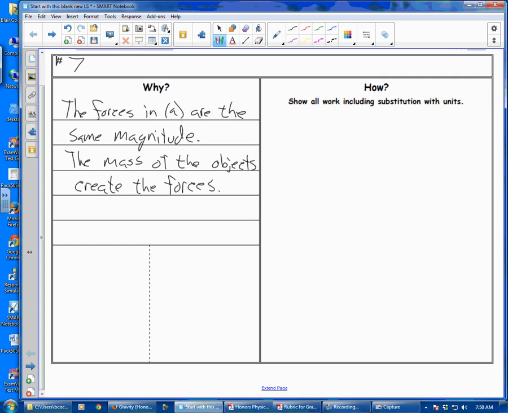What else helps control the size and the magnitude of these forces? Distance. I'm going to write that the mass and the distance contribute to the forces, the magnitude.